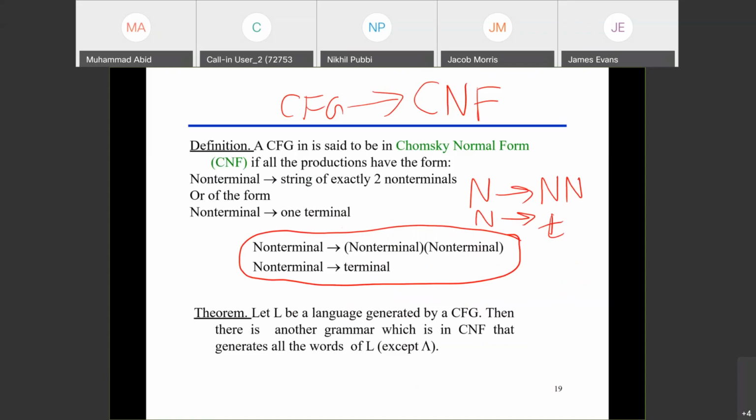First of all, do you understand what is Chomsky normal form? How we get that? We will see just now. But what is Chomsky normal form? If all your production rules are in this format.